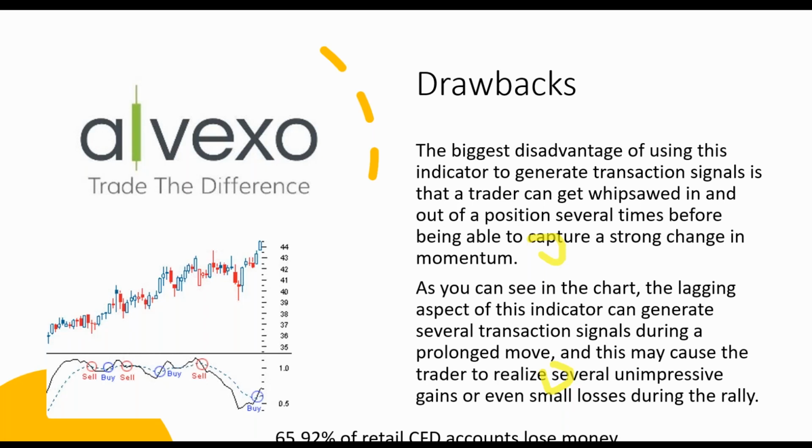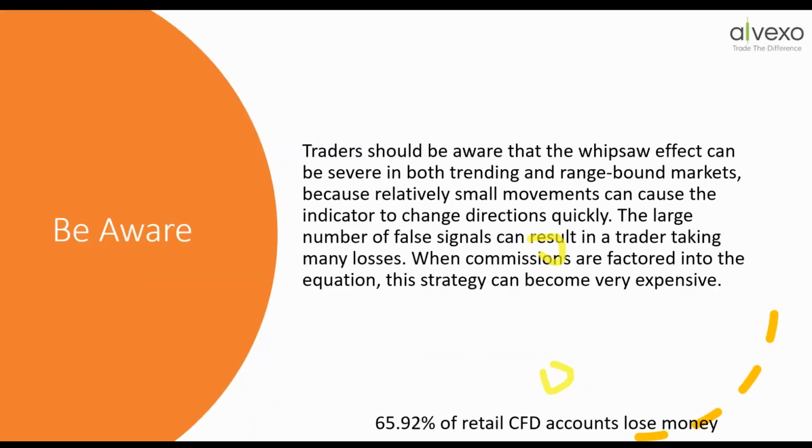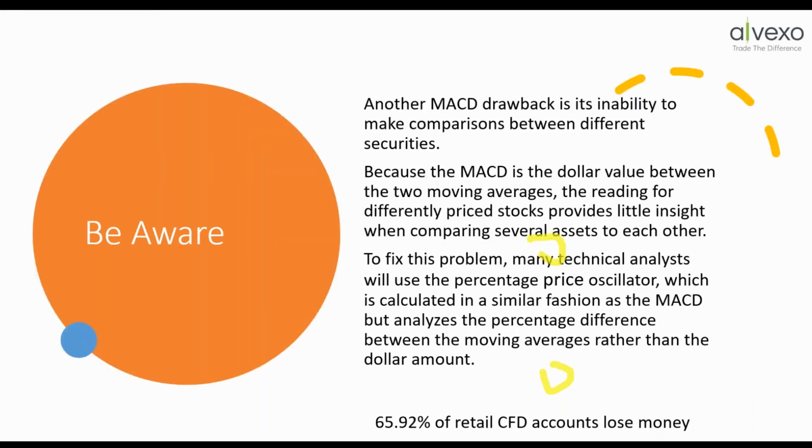So what it's doing is giving you alerts, giving you a heads up. It doesn't really help you to set your stop loss. It doesn't really help you set your target points, and it doesn't really tell you entry points. What it tells you is alerts. It's an indicator. It's indicating that there's a shift in the market or a potential in the market. Now, traders should be aware the whipsaw effect can be severe in both trending and range-bound markets.